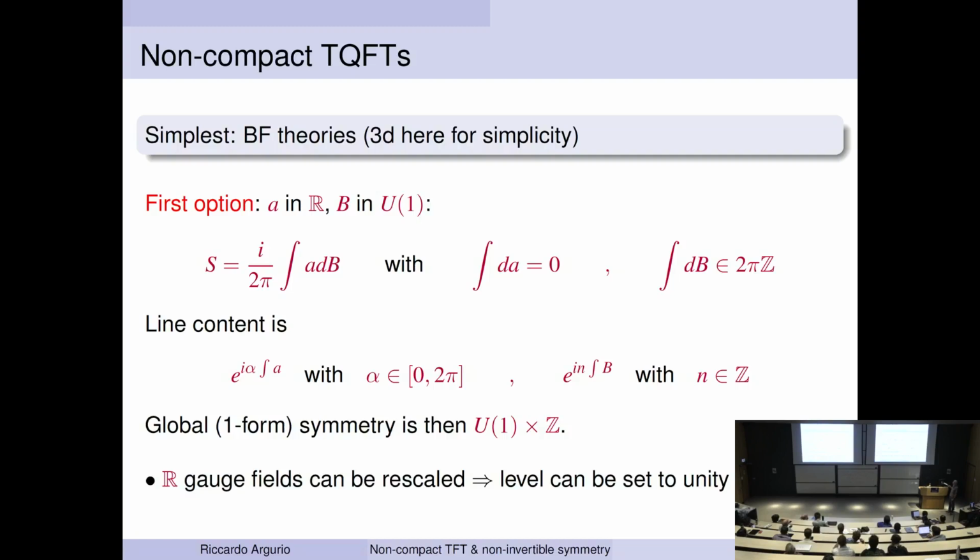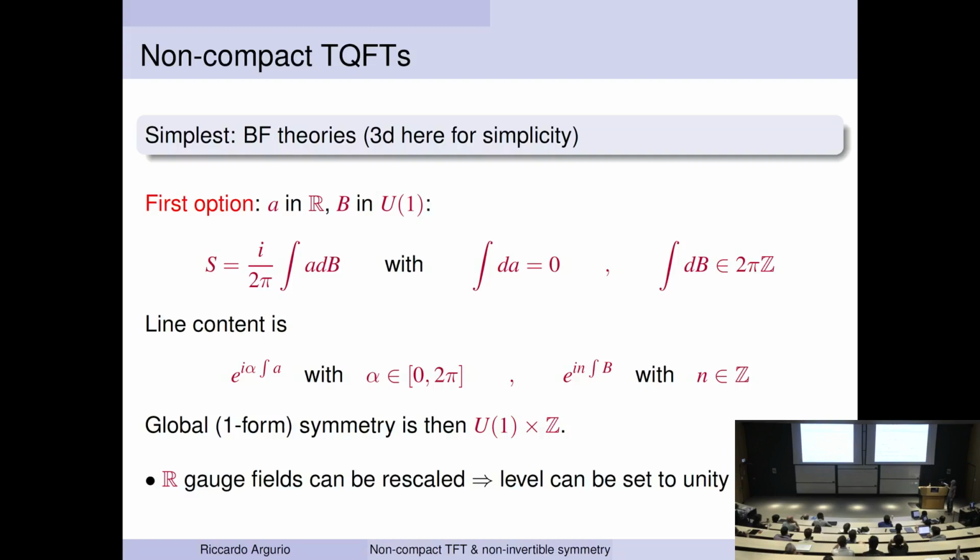Then if you perform the path integral, you realize that the objects in these theories are lines which take values in U1 and the others in Z. Okay? And so you see that we have an infinite number of lines. And as in the usual BF, they generate a symmetry. In this case, it's a U1 times Z. Also notice that I don't need to specify a level here, because since one of the fields is in R, I can rescale it for free. There is no problem of quantization of fluxes, and so I can set it to 1.